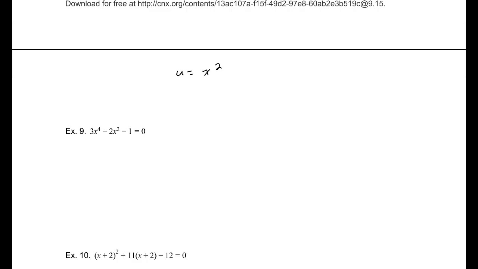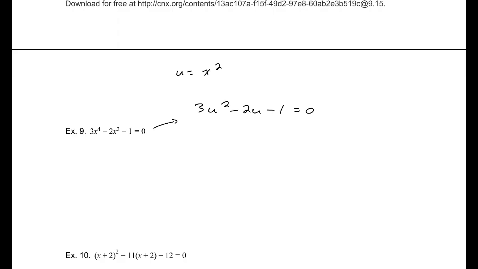Based on our properties of exponents, this is 3u squared minus 2u minus 1 equals 0. Well, now it's just a quadratic. So why don't we solve that? Now, one thing we want to notice here is that our original equation was a 4th degree polynomial, whereas our new polynomial in terms of u is a 2nd degree polynomial. So in the end, there should be exactly four solutions, whether they are real or imaginary.